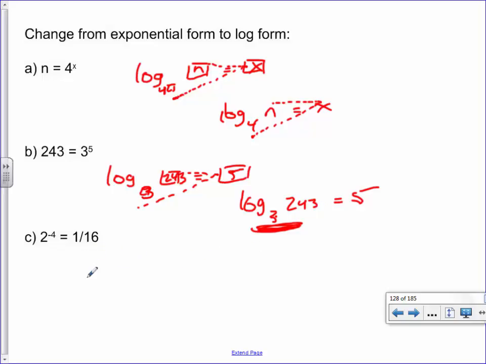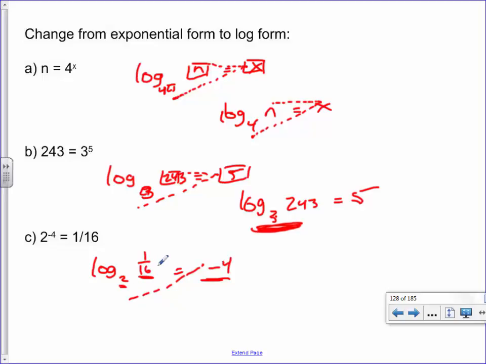Okay, so let's do this one here. We need to write this as a log with a base down in the corner. Then this number goes here, and it has to equal something. What's this base going to be? 2, yeah. Okay, well then 2 has to go to a power over here, so -4. That one's -4. And this is 1 over 16.